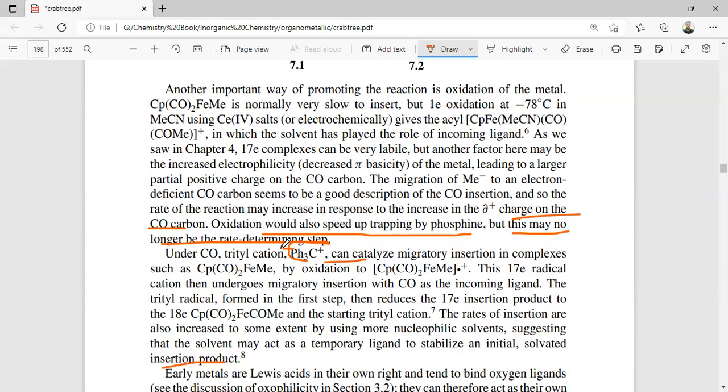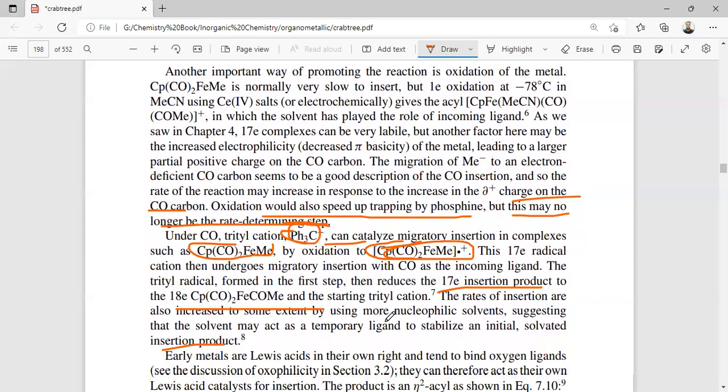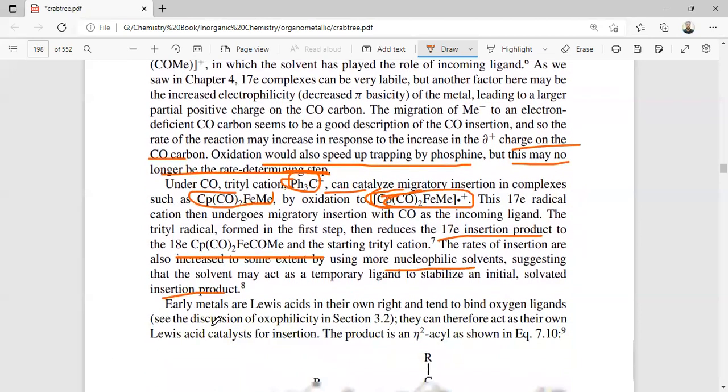So here this cation will oxidize the metal complex to form this cation radical intermediate. That will then reduce the 17-electron insertion product to the 18-electron inserted product. So here also the nucleophilic solvent stabilizes this intermediate to accelerate the rate of the reaction.